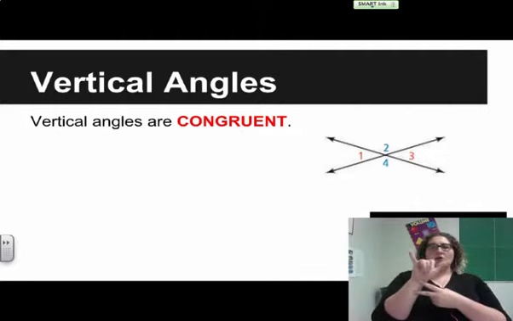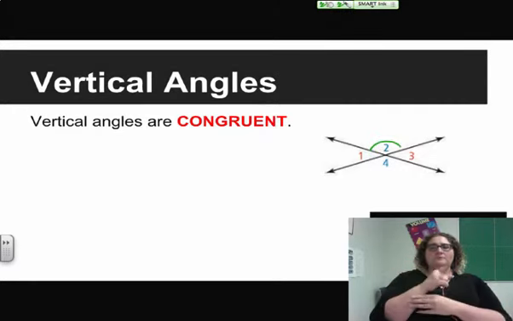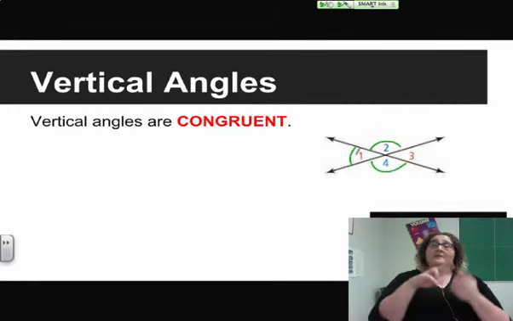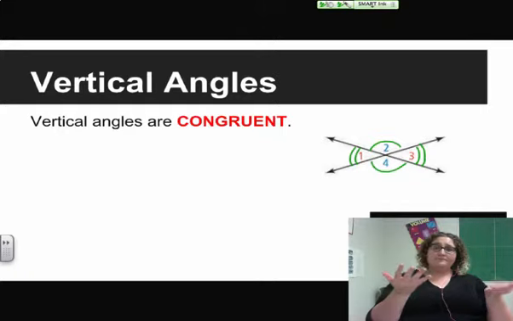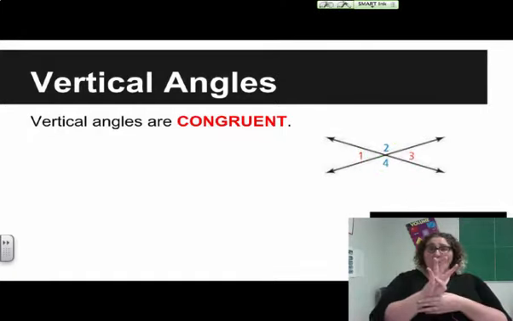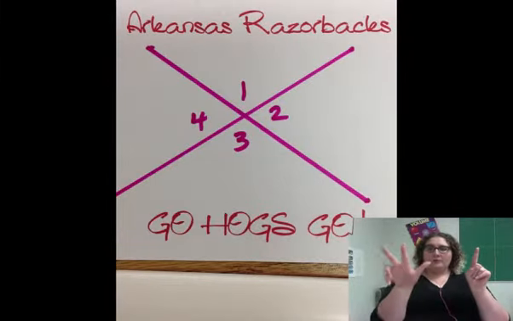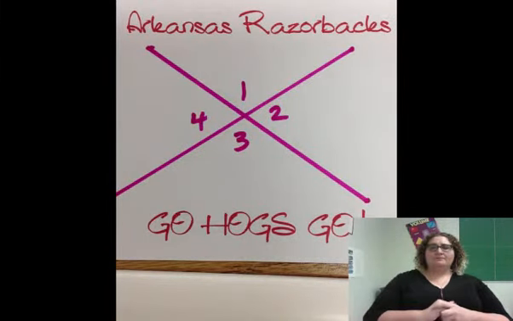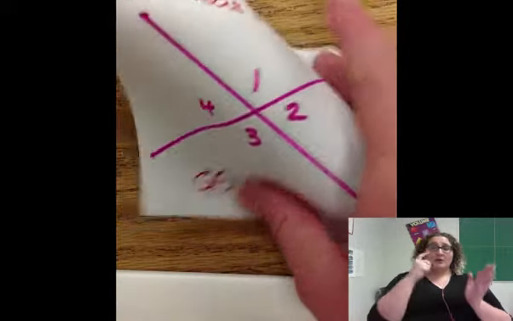That means that angle 2 is congruent to angle 4, and angle 1 is congruent to angle 3. Okay, notice we have vertical angles here. We have angle 1, 2, 3, and 4. Go hogs. So now I'm going to fold on that line.